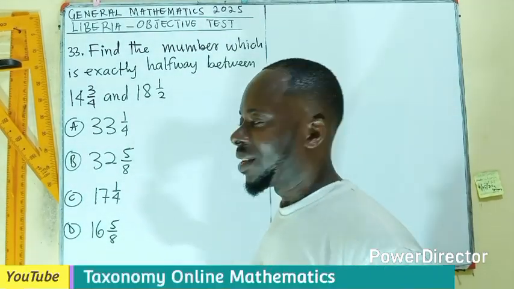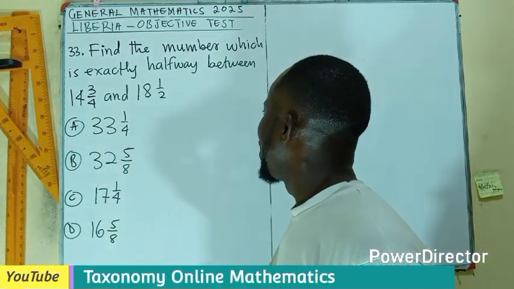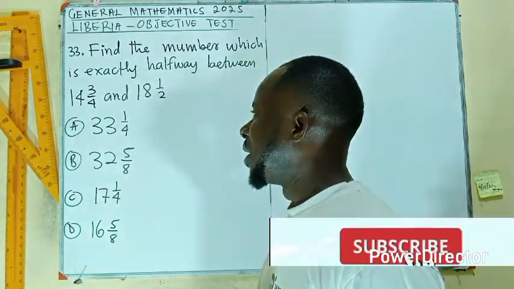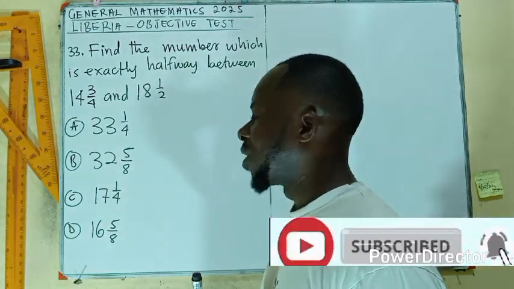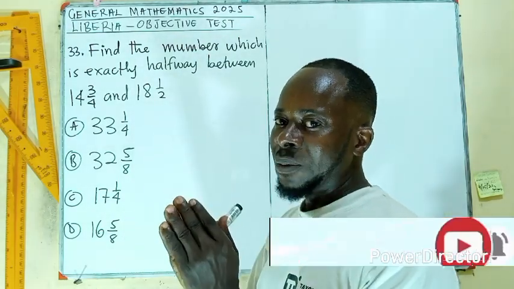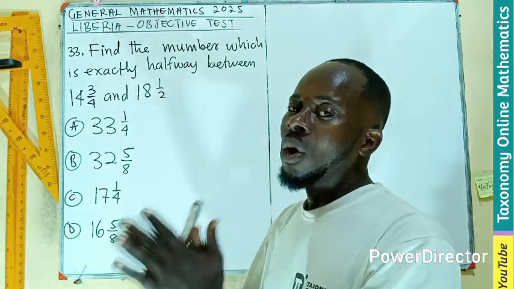Welcome, question 33. Find a number which is exactly halfway between this and this. That is 14 whole number, 3 on 4, and 18 whole number, 1 over 2. Between A and B, that is the addition. If I add the two numbers, what value can I see in the middle of that?